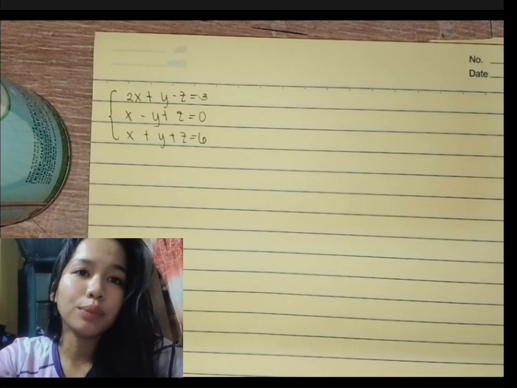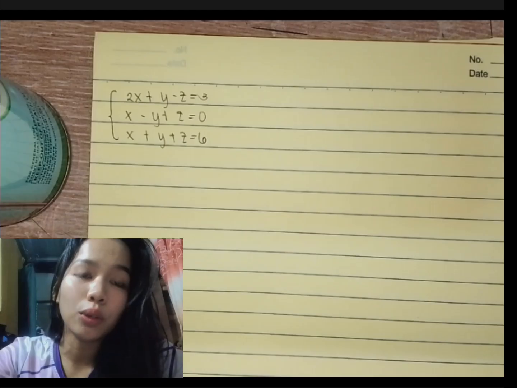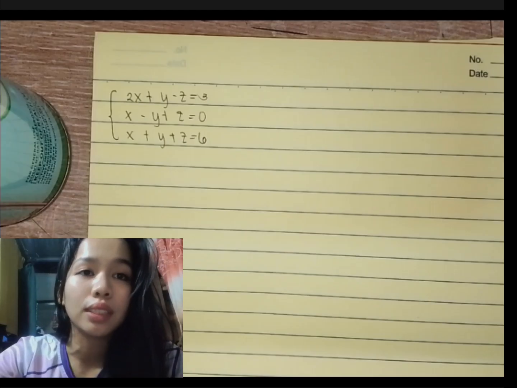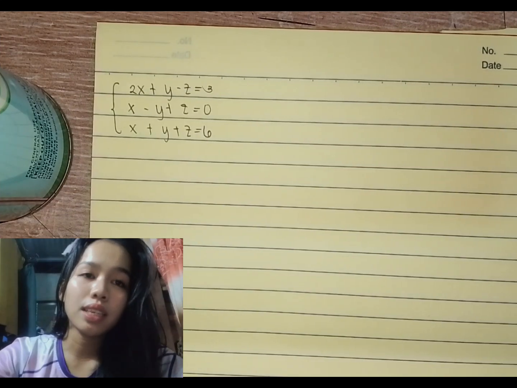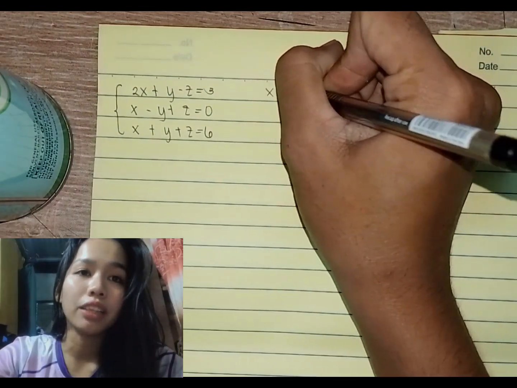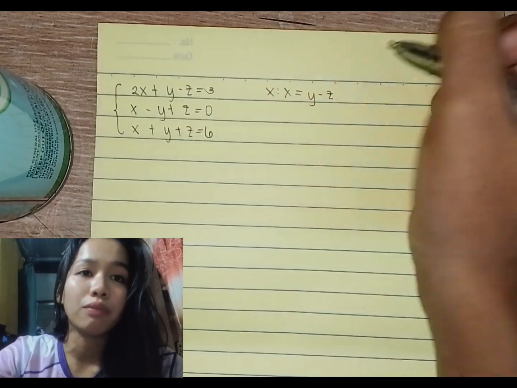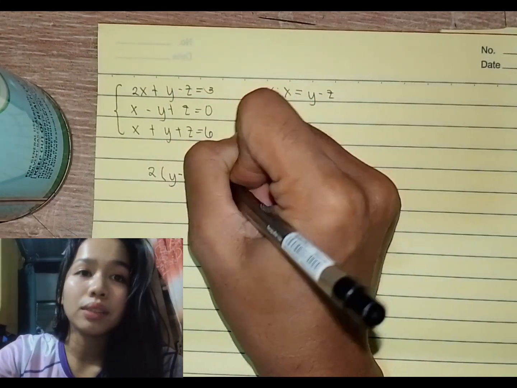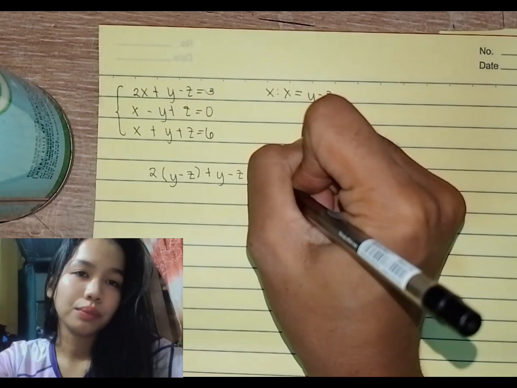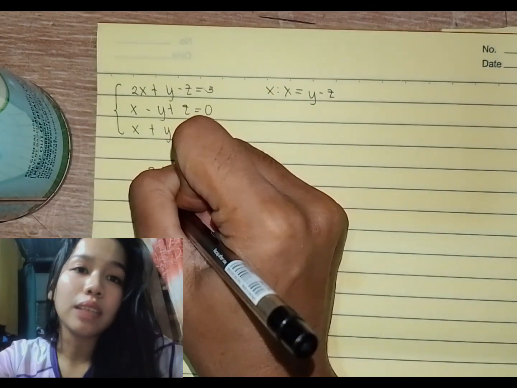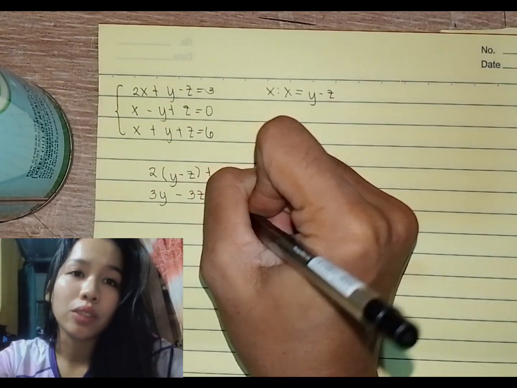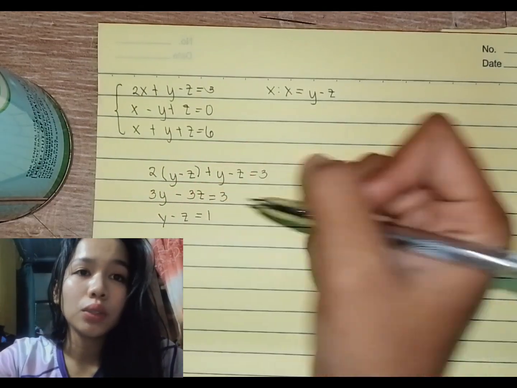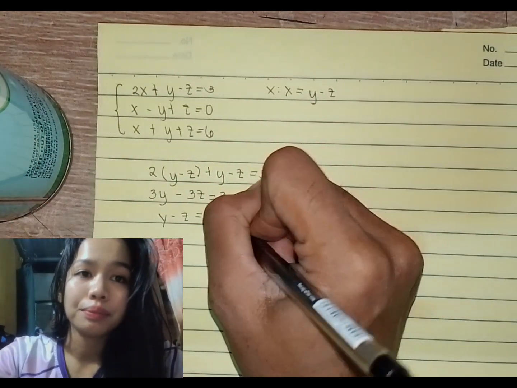So now, let's move on to solving three unknown variables of linear equations using the substitution method. The first thing that we need to do is to isolate the variable to solve equation number 2, which is x is equal to y minus z. We need to substitute that into equation number 1. The second step is to substitute the x.